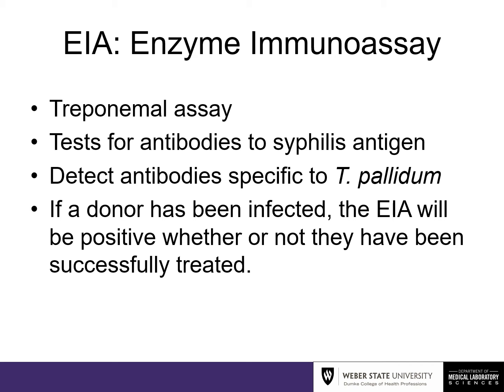All right, our next test will be our enzyme immunoassay, or an EIA. This is going to be our confirmatory test, and it's a specific test for syphilis. So it is going to be our treponemal assay. That's what it's also known as. And it tests for antibodies to the syphilis antigen. So that's why it's more of the confirmatory test than the RPR, which is non-specific.